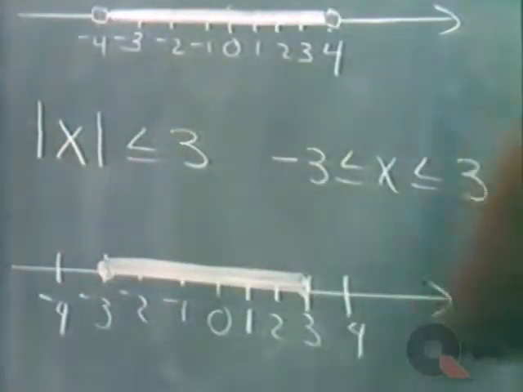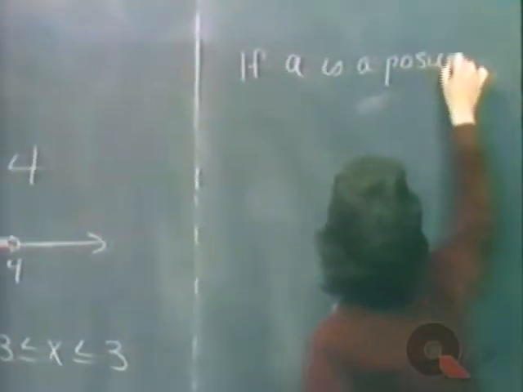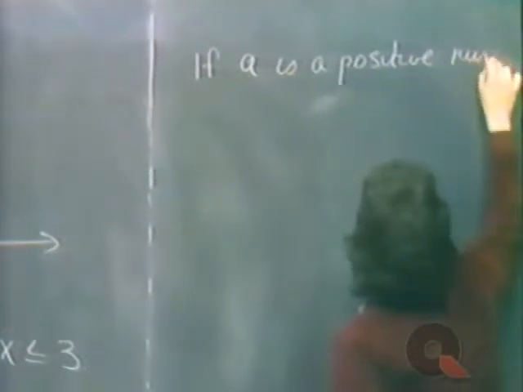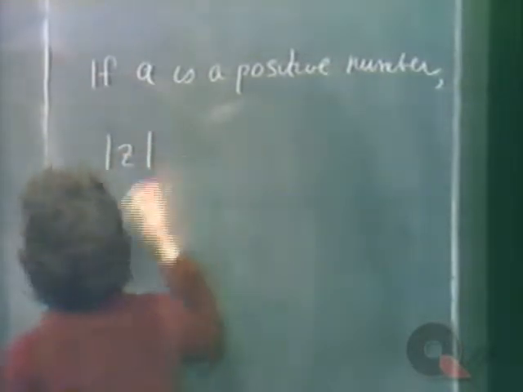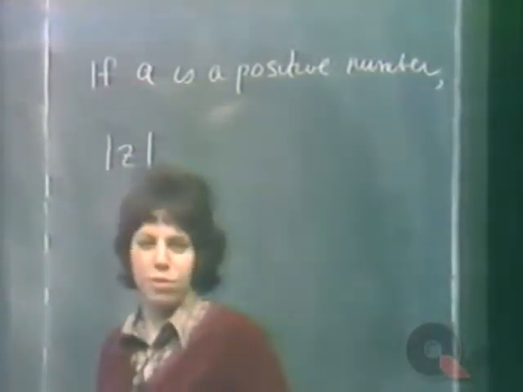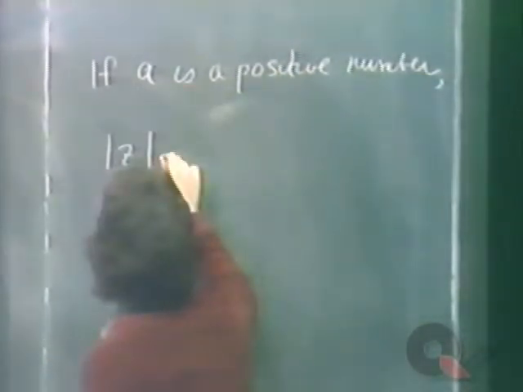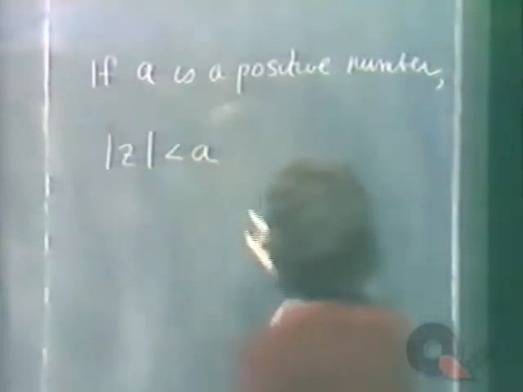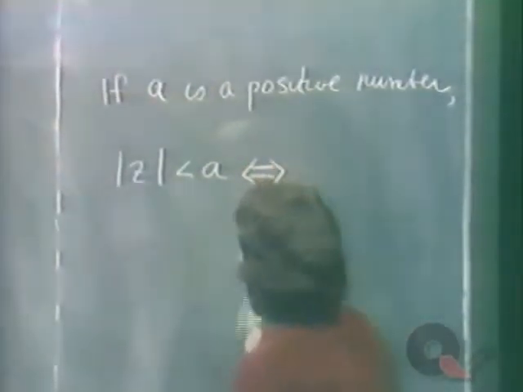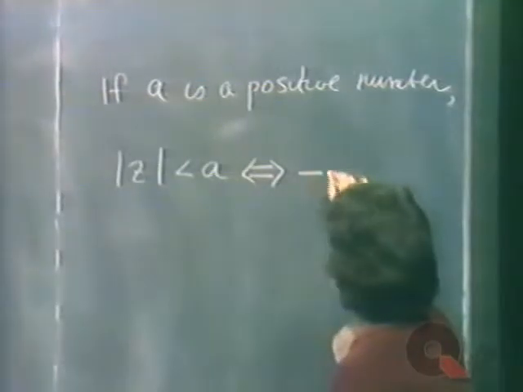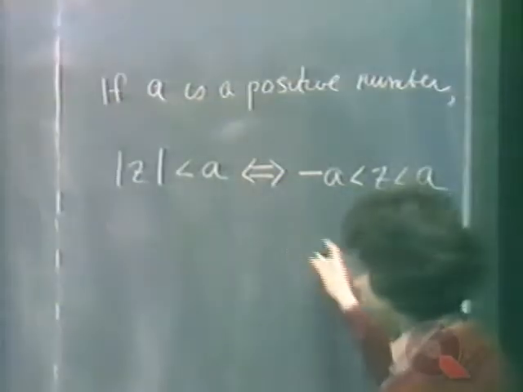And in general, we have the following rule. If a is a positive number, the absolute value of z, I'm using something other than x because sometimes the expression in the absolute value sign is an expression involving x rather than just x by itself. The absolute value of z is less than a. This absolute value inequality is equivalent to, this symbol means is equivalent to, or can be replaced by, this inequality without absolute values.